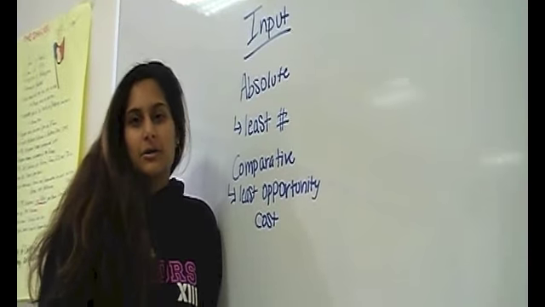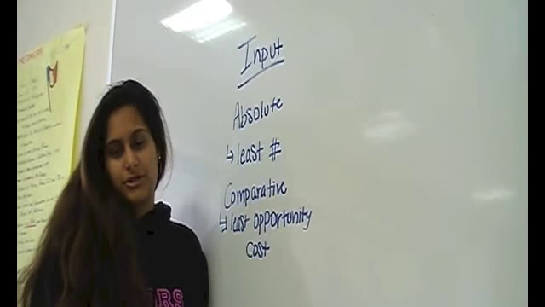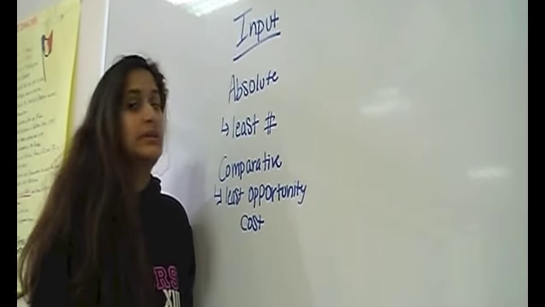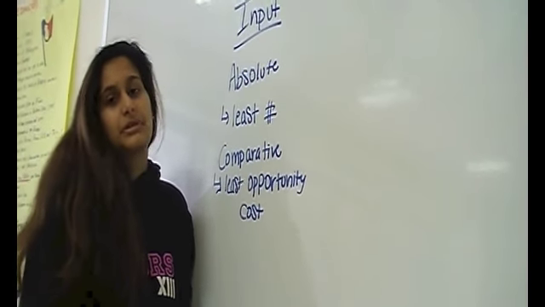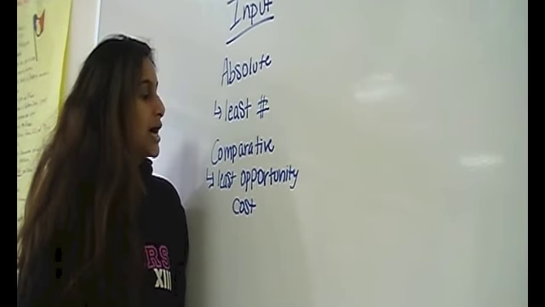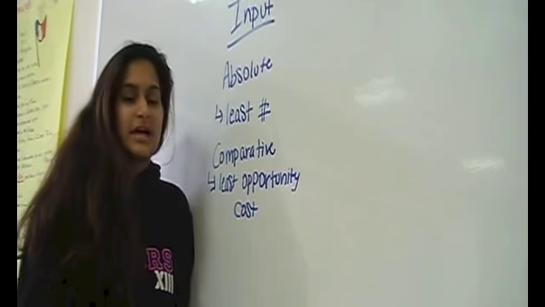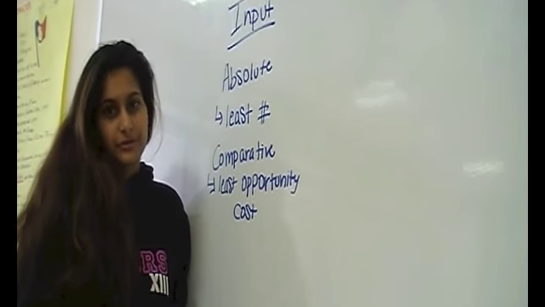Input is the number of hours, workers, or supplies a company or country puts into making a product. When looking at absolute advantage for input, you look at the least number instead of the greater. For example, the least number of hours or workers. However, when looking at comparative advantage, you once again find the lowest opportunity cost. But this time, instead of using the over rule, you use the under rule.